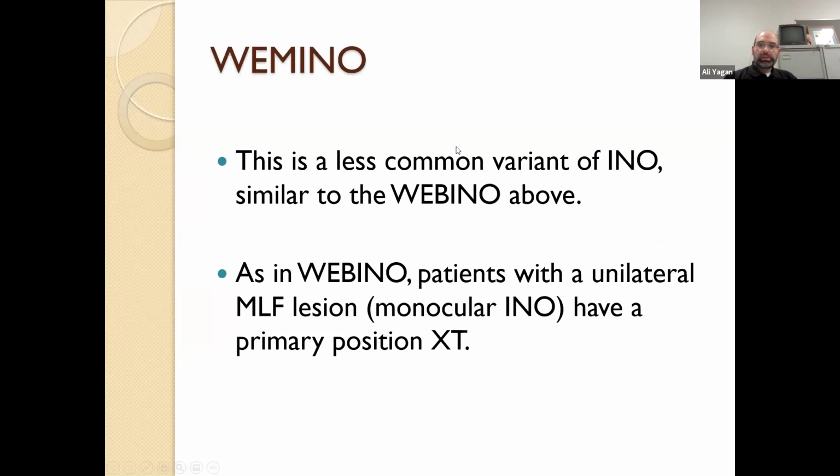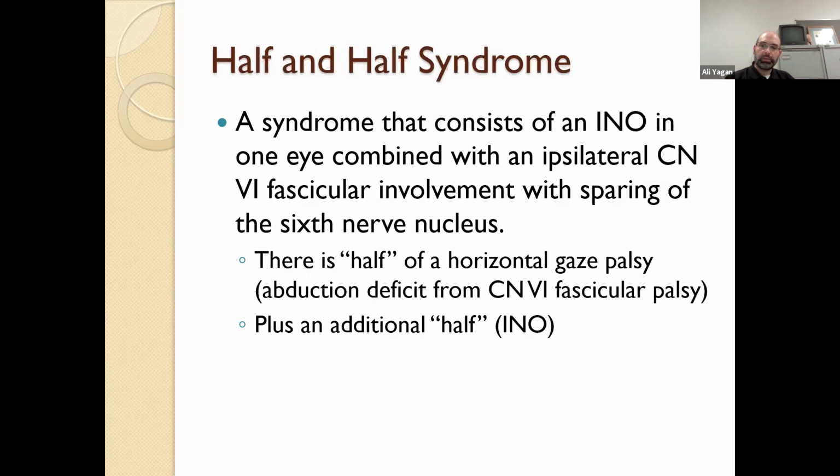Another one is WEMINO, so wall-eyed, but it's monocular INO. And it's a little bit confusing. So they have monocular INO, so a monocular lesion affecting the MLF, but they have a primary squint. So they have an exotropia, so their eyes are divergent. You add into it an INO, so you get this feeling of a limit of adduction in one eye. It's much rarer than the WEBINO that we described earlier, hence I didn't have a picture.